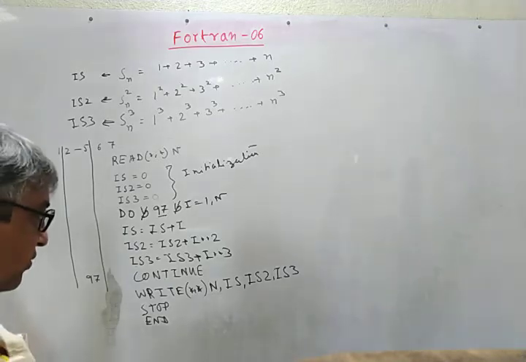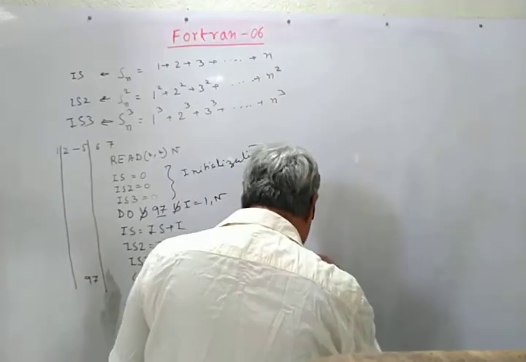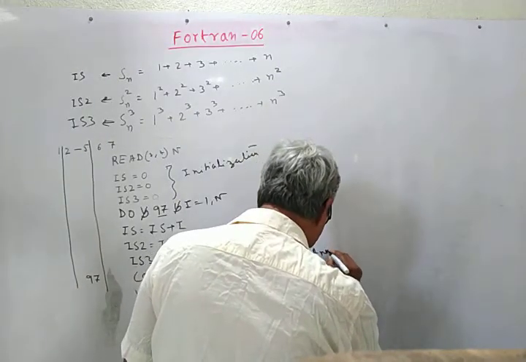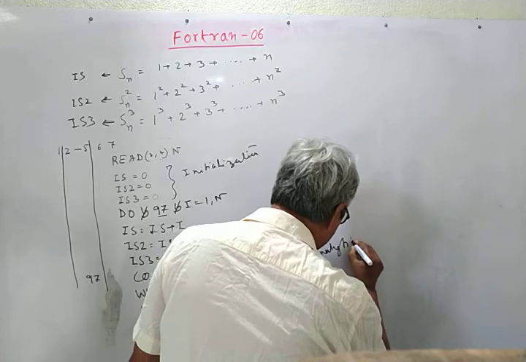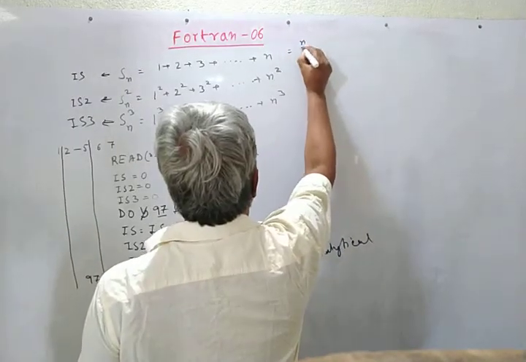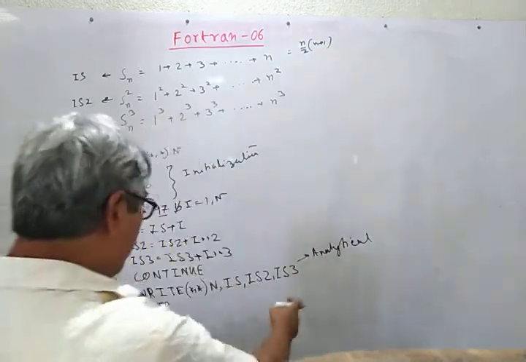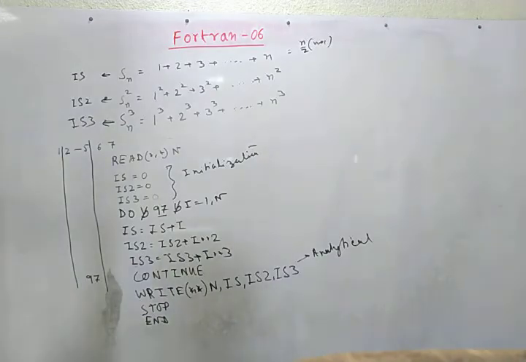Another interesting thing is that you can compare the result with the analytical values. As for example, we know that the sum is n by 2 times n plus 1, and the other formulas are also known. You may compare the results with the analytical values.